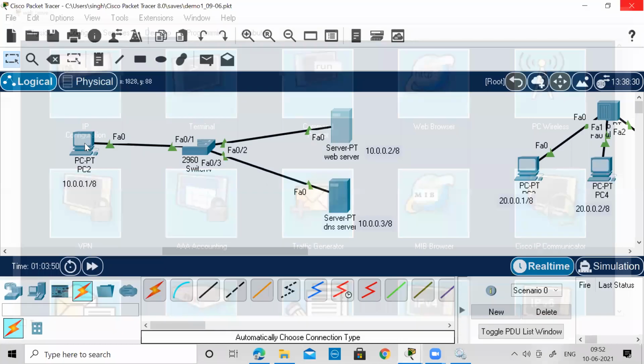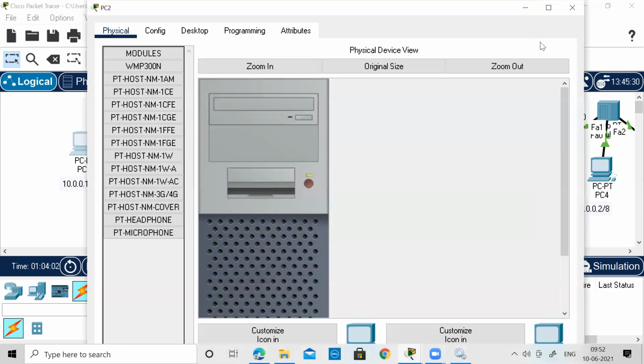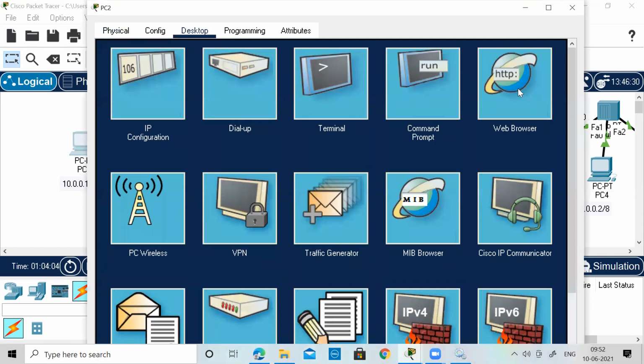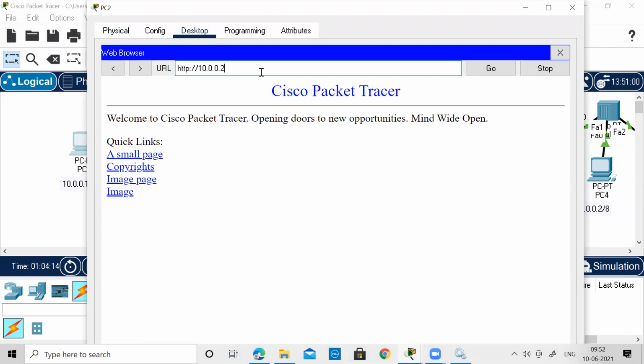Now, if you want to access this web page, first you can access it directly by using the IP address. Go to your PC2, get to your desktop, go to your web browser, the way you go to your Chrome or Firefox browser, and hit the IP address 10.0.0.2 and say go. So here you got the web page, and I go and see whether it shows what I edited.